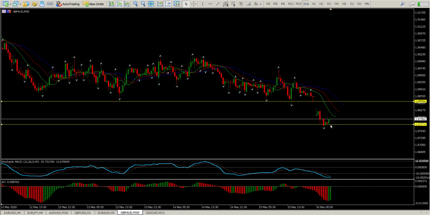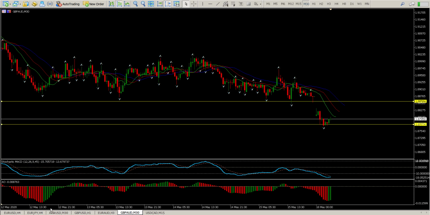Should get a little bounce off here, so wait and watch for that in the European session. Come back and test this area, this breakout, and then I would expect the sellers to step in and drive it back down to try to push it through here. Okay, yeah, so that's pretty much the setups that I see at the moment.